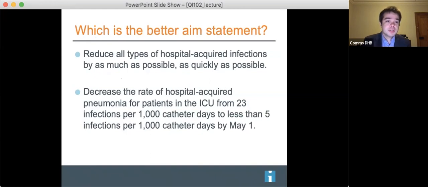If you could use your chat functions and just quickly tell me which of these two aim statements is the better, the first or the second. So: reduce all types of hospital-acquired infections as much as possible, as quickly as possible, or decrease the rate of hospital-acquired pneumonia for patients in the ICU from 23 infections per 1,000 catheter days to less than 5 infections per 1,000 catheter days by May the 1st. Right, so if you could just type your answers.